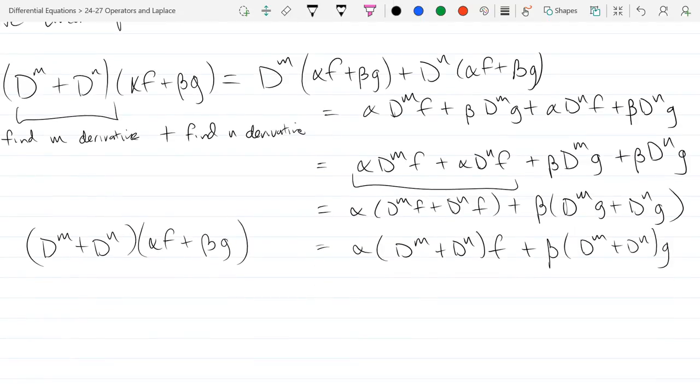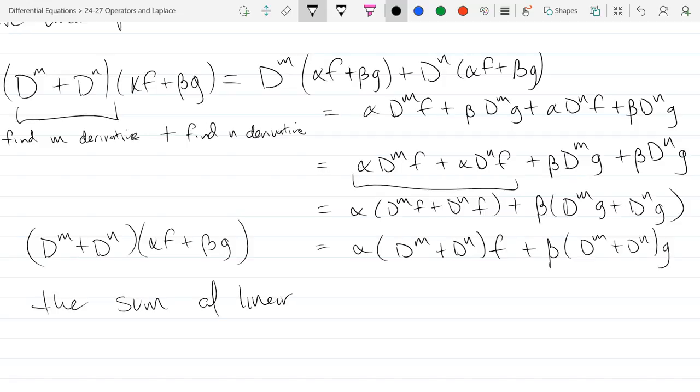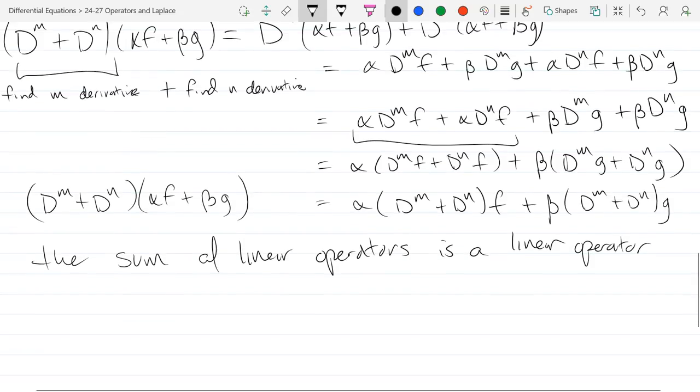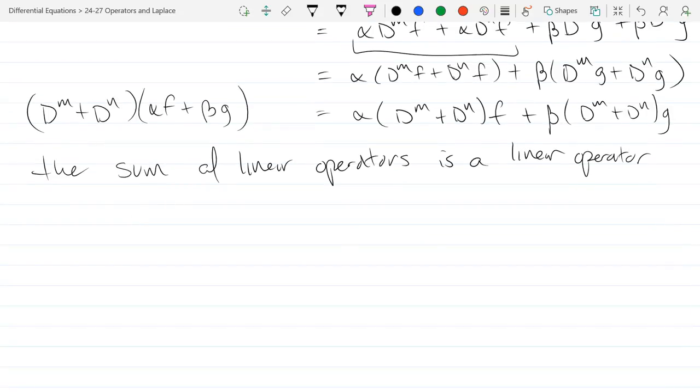So this tells us that the sum of linear operators is a linear operator. So we can say that linear operators are a vector space if we want to get super fancy. That means it's closed under addition and scalar multiplication. That's what it takes to be a vector space. Or maybe a better way to say it, a linear combination of linear operators is a linear operator.